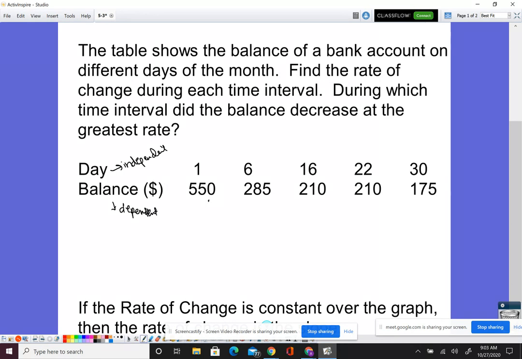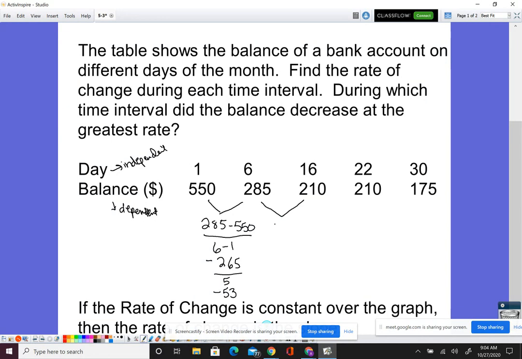So we're going to take the difference, 285 minus 550 over 6 minus 1. And we're going to calculate that out. Can I get my calculator out here? 285 minus 550 is a negative 265 over 5. We're going to divide that by 5, and we get a negative 53. And we're going to do that for each of these points.